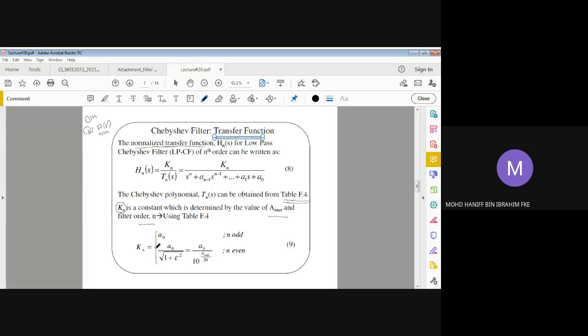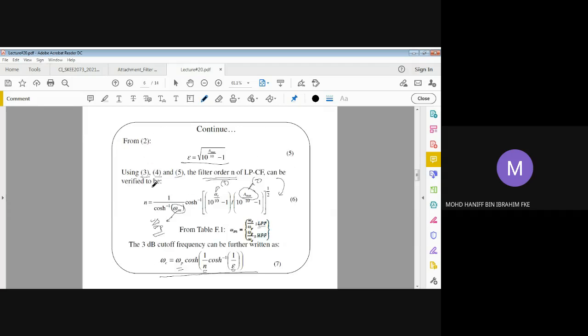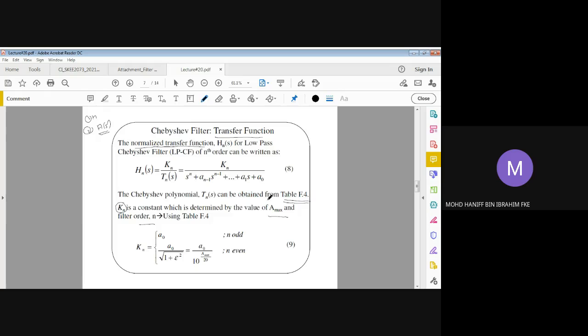In case you calculate the filter order n based on equation 6, just now, you manage to find the n value. If your filter order n is odd, you can just take K_n equal to A naught. What is A naught? A naught is the value from the Chebyshev polynomial. We're going to show you after this. And if your n is even, then your K_n shall be based on this equation here, which is A naught over 10 to the power A max over 20. So let us have a look at the table here.